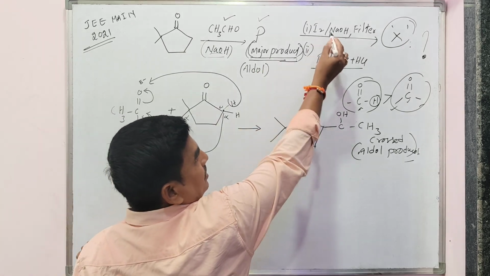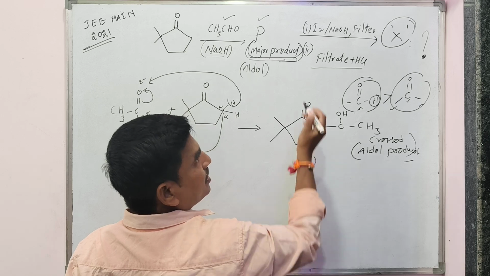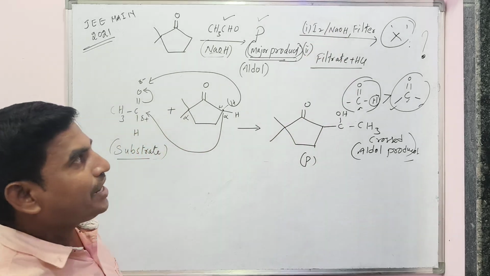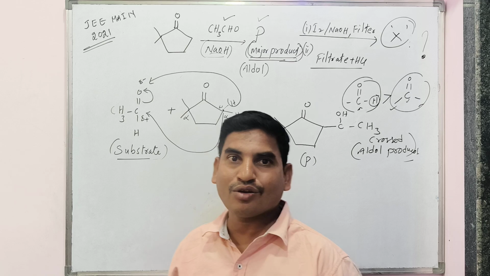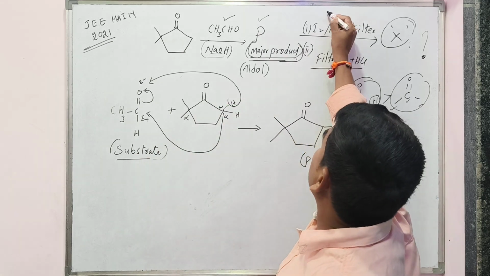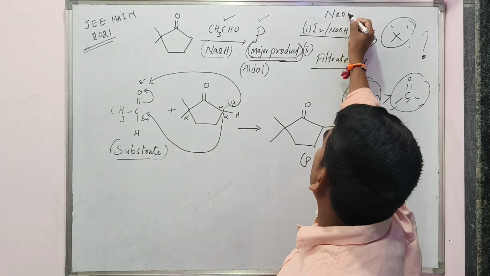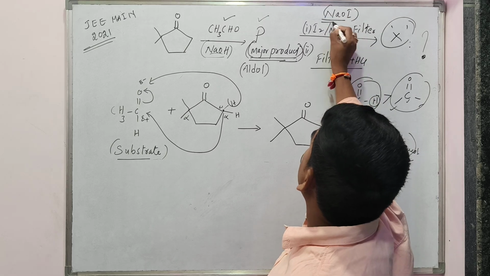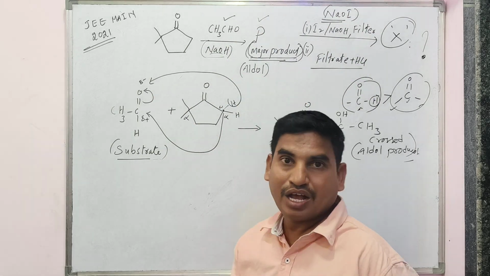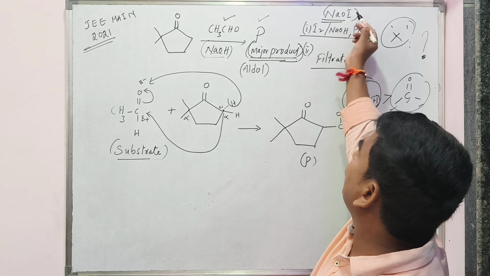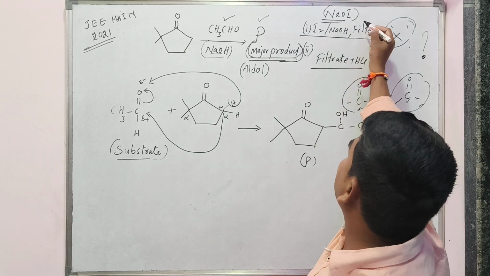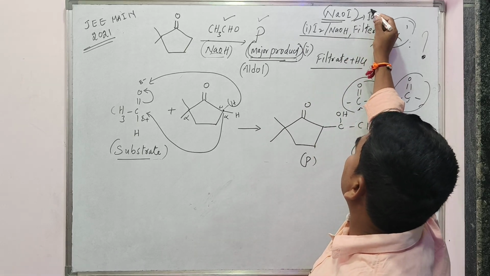Next, go for Q. Next is iodine and sodium hydroxide. You know that sodium hydroxide and iodine, otherwise sometimes they give NaOI, sodium hypoiodite. If you go for NaOI, it is treated as the iodoform reaction.